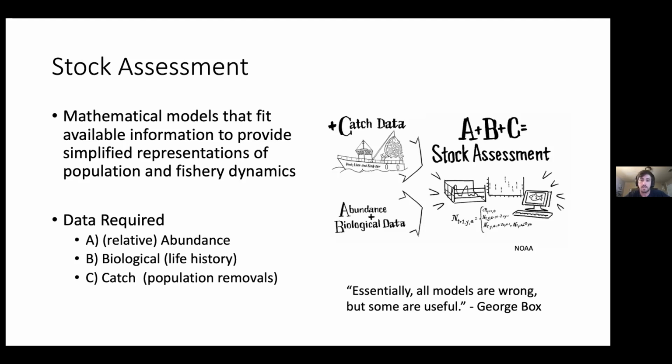So this is basically the data that's required for many of your conventional stock assessment models. You have your abundance data, your relative abundance data, then you're going to have your biological data such as life history or growth estimates, and then you're also going to have your catch or population removals. What I'm going to focus on in this talk, and a lot of what I'm interested in from a research perspective, is this abundance part and how we include that into the assessment process.